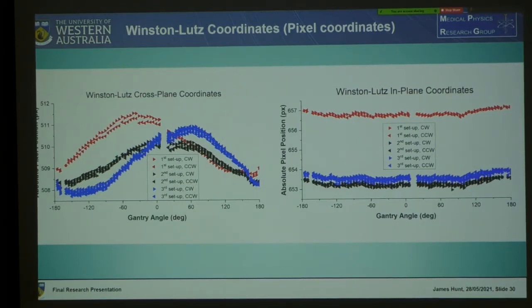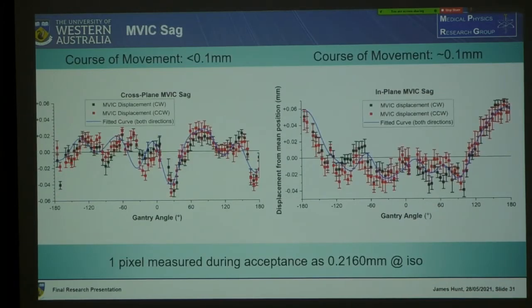Once you remove the harmonic from the cross-plane data and move them both to around 0, we got much more interesting results. So for the cross-plane MVIC sag, you can see there's a high conformity between clockwise and counterclockwise data. I fitted an 8th order Fourier transform, mainly for interest. You can see it doesn't conform too well, even with 8 degrees there. So there's a lot of random movement.